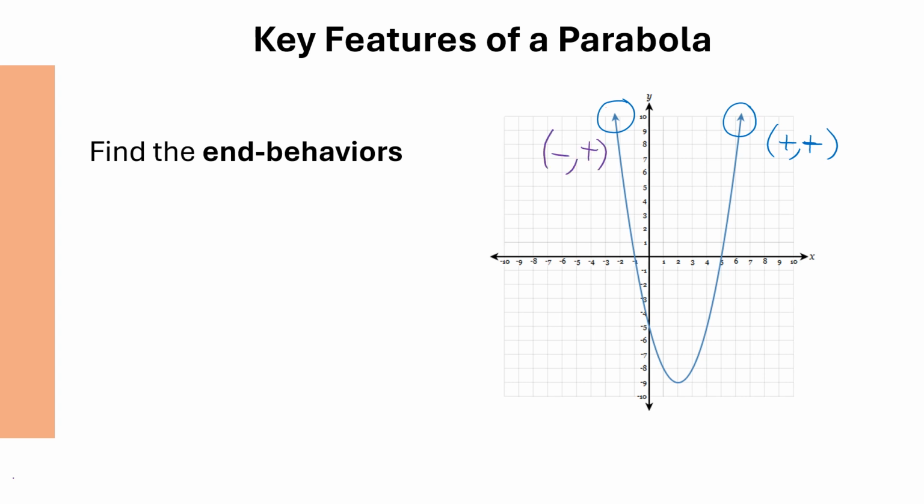So for the first one, as x values get bigger and bigger, so that's positive infinity, the y values are also getting bigger and bigger because it's going up. So positive, positive is the same sign. And then for the second end behavior, as x goes to negative infinity, y goes to positive infinity. And these are the end behaviors for this graph.